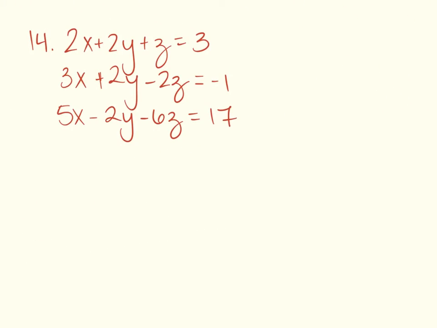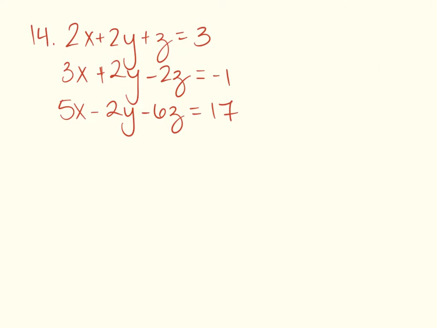Let's look at another one. For 14, we're going to solve the three equations as you see on the screen. So we've got 2x plus 2y plus z equals 3, 3x plus 2y minus 2z equals -1, 5x minus 2y minus 6z is equal to 17. Now up until now, we've always been solving essentially to get it into a triangular form where z is the first variable that we solve for.